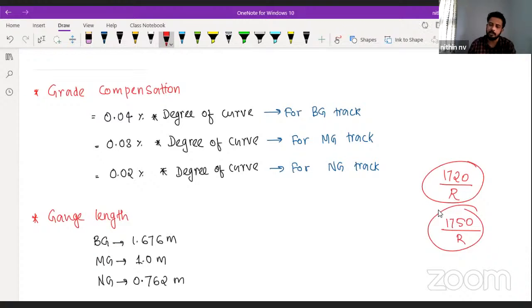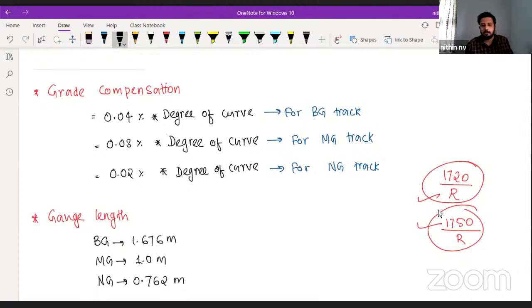It's actually both equations we can take, but whatever grade compensation we are calculating, practically whenever we are applying that, we have to check with respect to what we have taken. Most probably, whenever they are asking the question, they will give the degree also in the question. Either you can take 1720 or 1750. They will take care of that value. It's up to the designer what value he has to take. So accordingly, while practically applying the value, he will take care regarding what value he has taken.